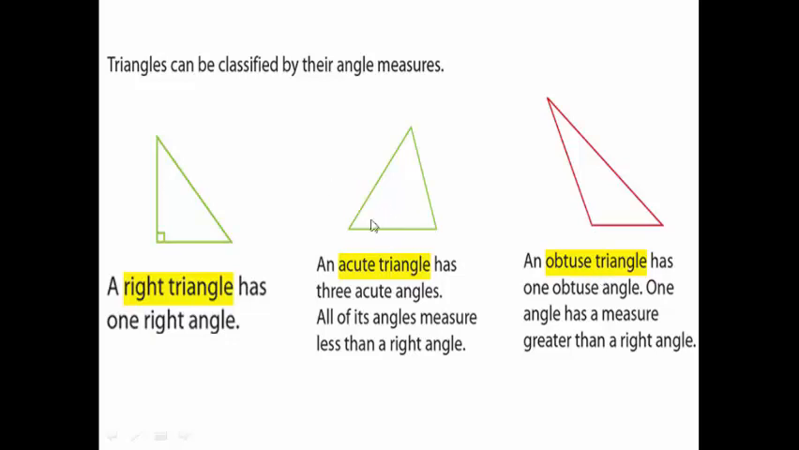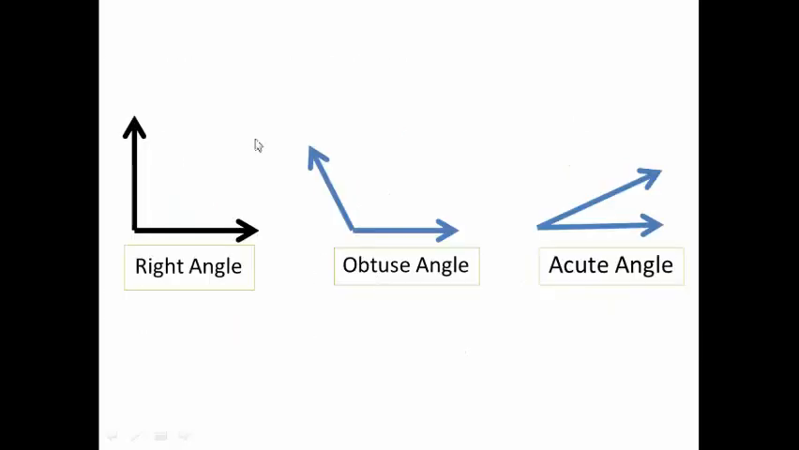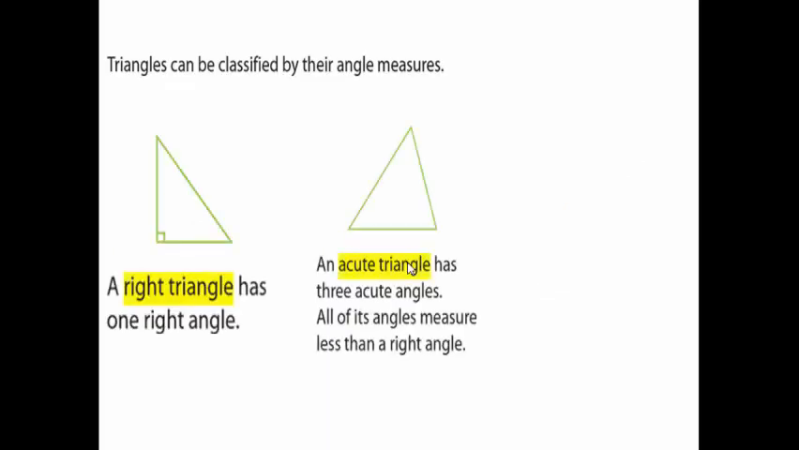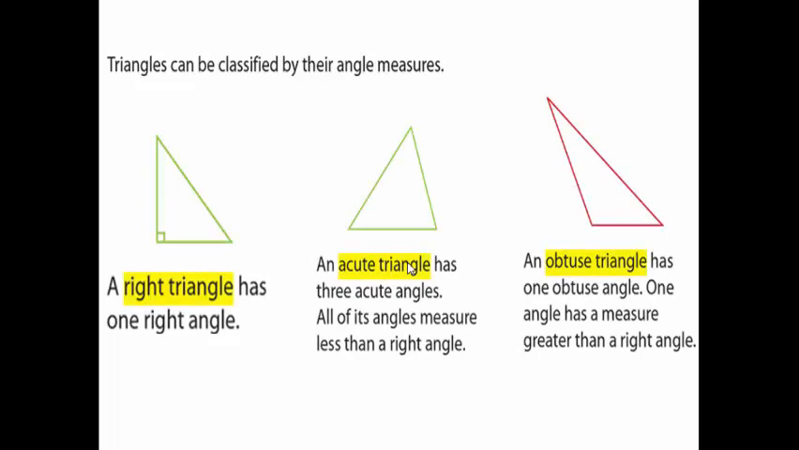And here in the middle, I have another one that contains three acute angles. We will call it an acute triangle. This is the first classification, according to the angle measures. Here I have a right triangle, an obtuse triangle, and an acute triangle, like we mentioned with the right angle, obtuse angle, and acute angle.